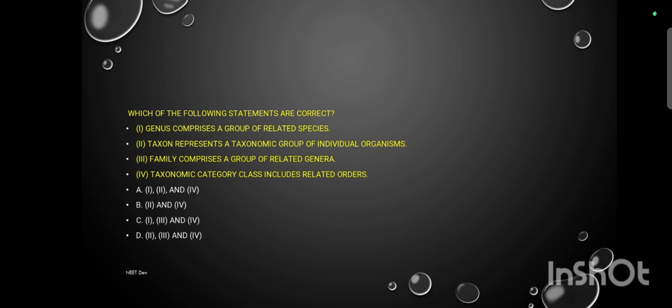Question. Which of the following statements are correct? Number 1. Genus comprises a group of related species. Number 2. Taxon represents a taxonomic group of individual organisms. 3. Family comprises a group of related genera. 4. Taxonomic category class includes related orders. So the answer here is option C, which shows that statement 1, statement 3 and statement 4 are correct statements.